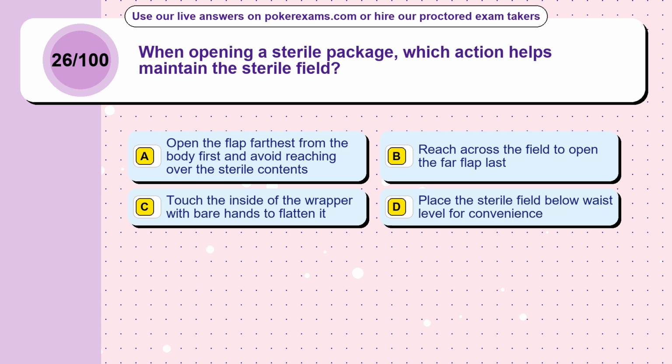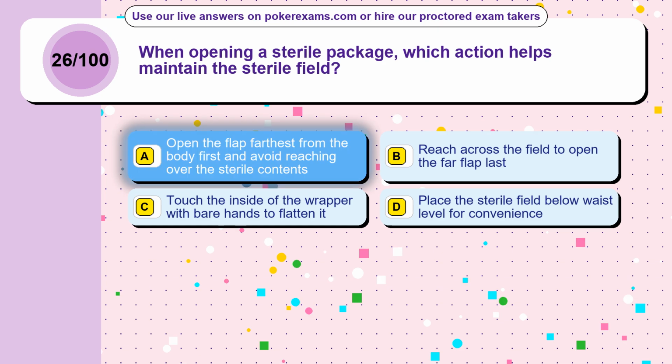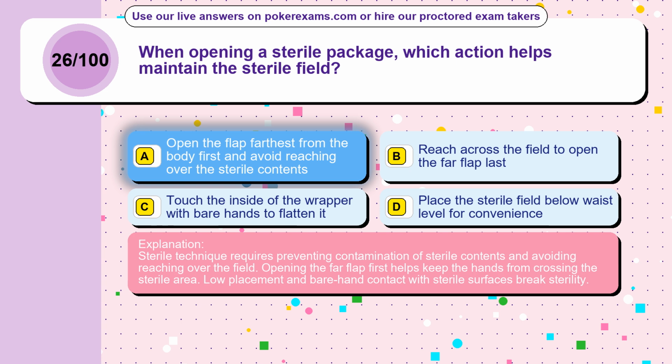Option D, place the sterile field below waist level for convenience. The correct answer is option A, open the flap farthest from the body first and avoid reaching over the sterile contents. Sterile technique requires preventing contamination of sterile contents and avoiding reaching over the field. Opening the far flap first helps keep the hands from crossing the sterile area. Low placement and bare hand contact with sterile surfaces break sterility.